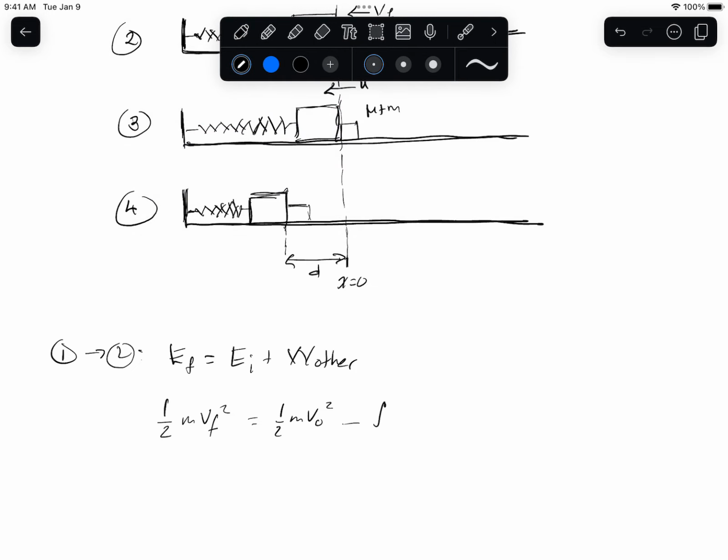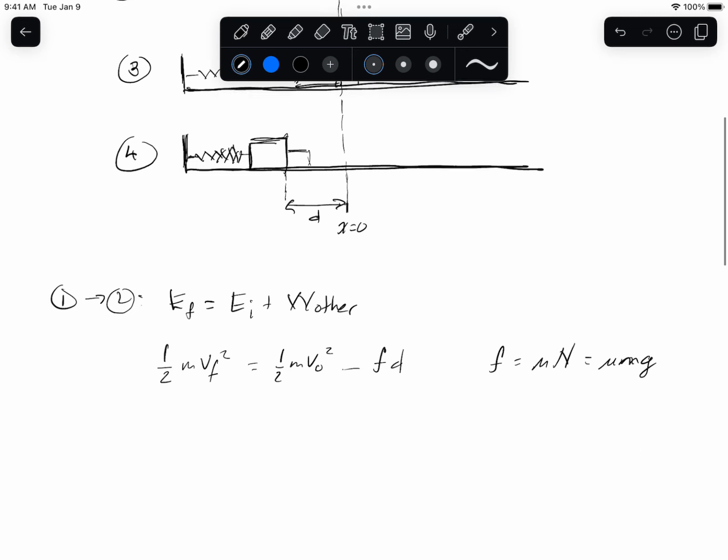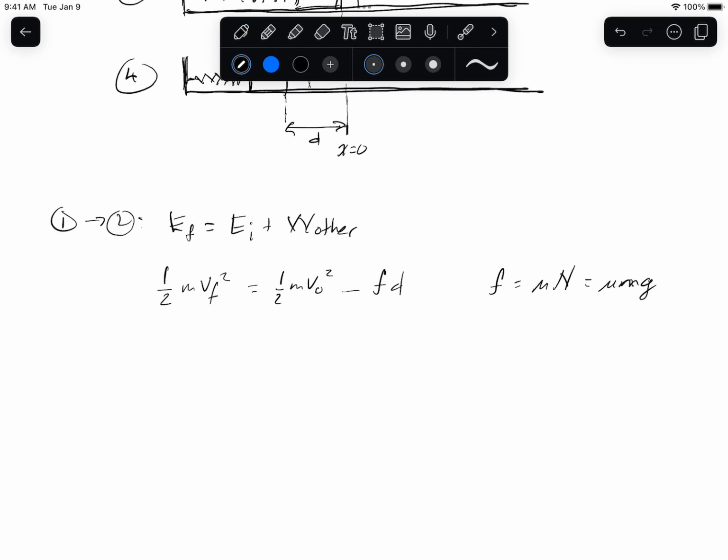The force of friction is constant, and so the work is force times distance. And of course, the frictional force is just mu times the normal force, and the normal force is equal to the weight because the object has balanced forces along the y-axis. So if we plug all of this stuff in, we get that 1/2 m vf squared is equal to 1/2 m v naught squared minus mu mg times the distance.